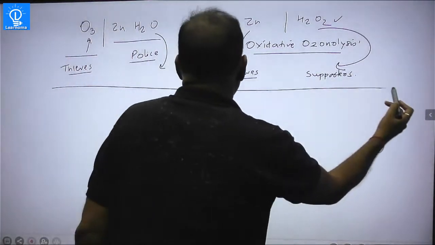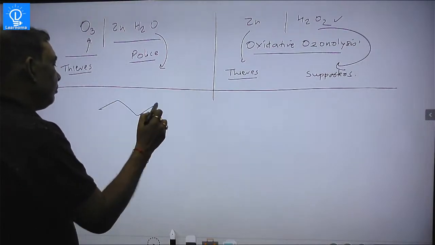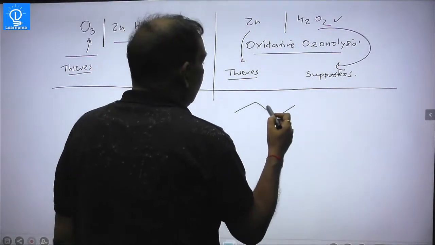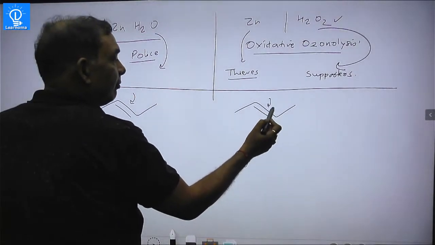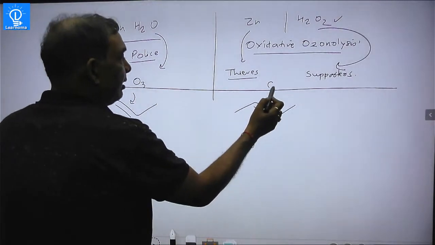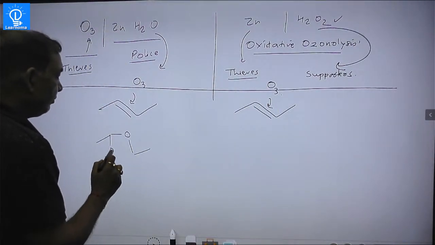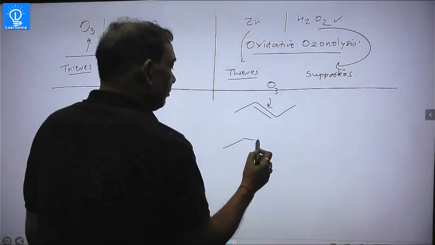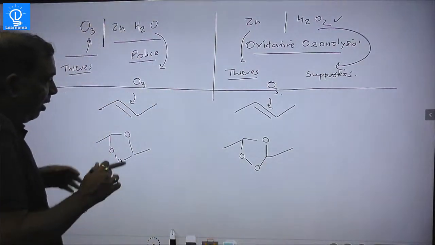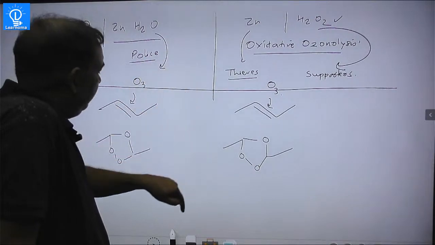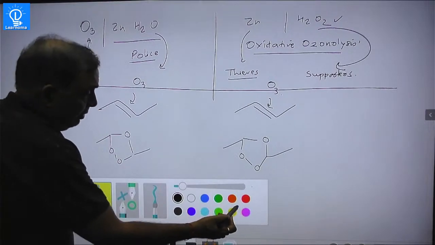Think in this way. In one case, the same compound, in the other case, the same compound. In both cases, ozone will attack. The thieves will attack. The thieves form ozonoid. See the story, this is a very interesting story. Already, the thieves are inside the house. Now what?